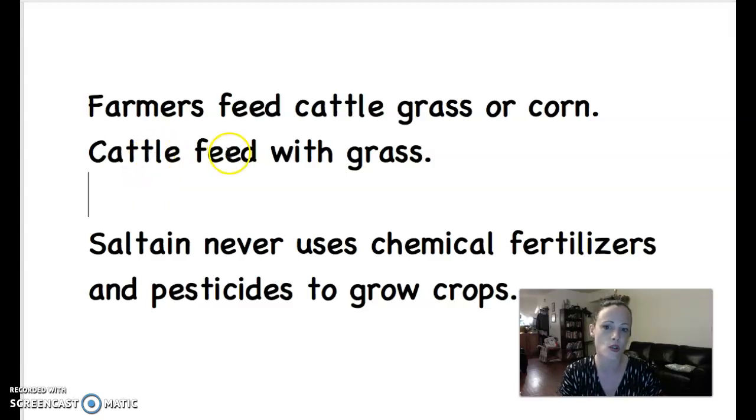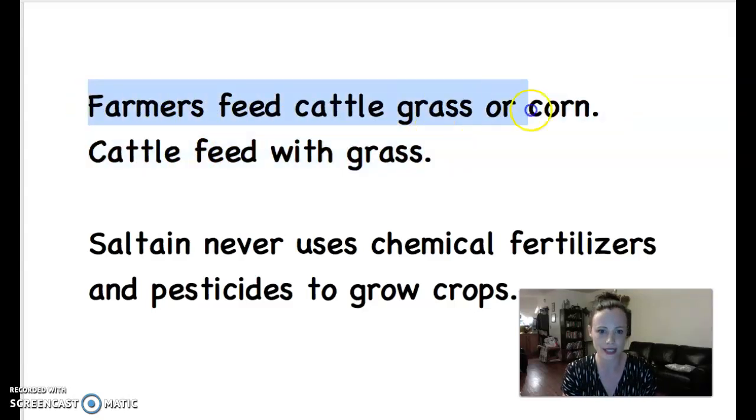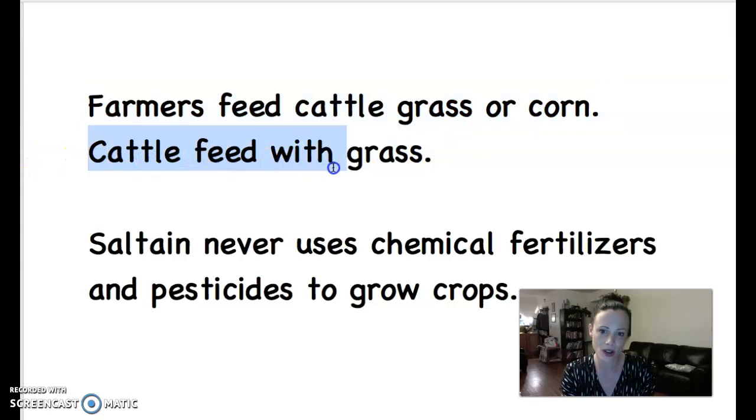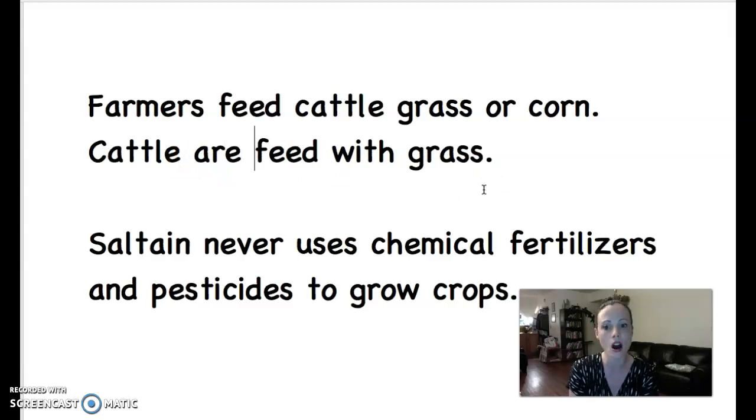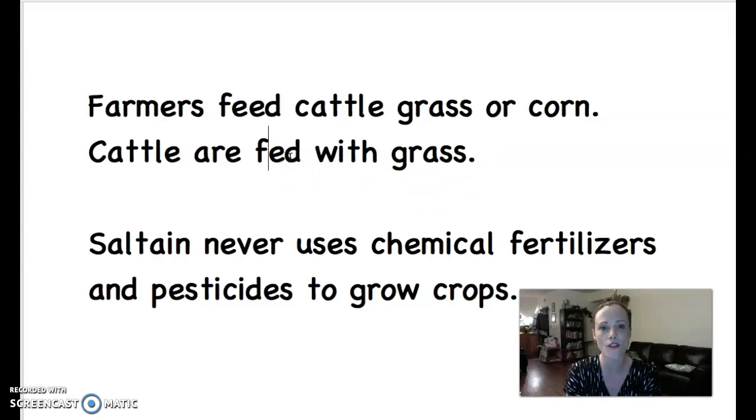So the cattle is not doing this. It's happening to the cattle. The farmers are doing it. So here's our active sentence. And this one is incorrect. We need to use the passive voice. So feed is a present tense verb, so I'm going to use present tense be. Cattle are. And now we need the past participle of feed. If you don't know what that is, you can look it up. But I'll tell you, it's fed. So cattle are fed, and you can just use directly grass. Cattle are fed grass. Cattle are fed corn.